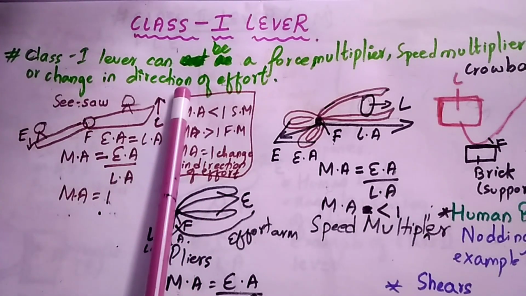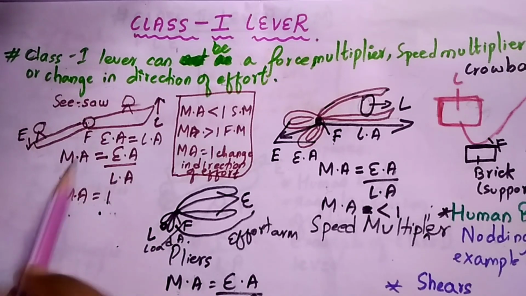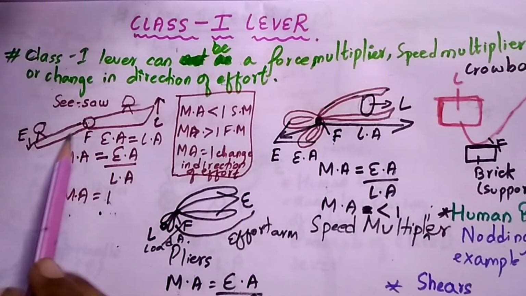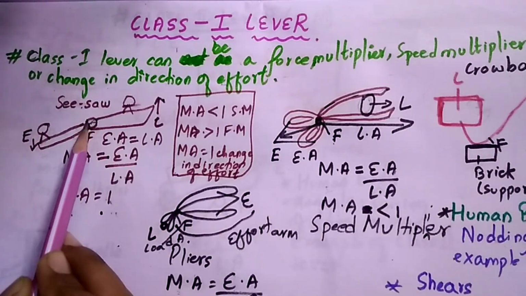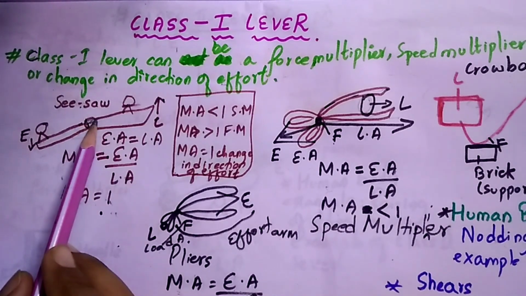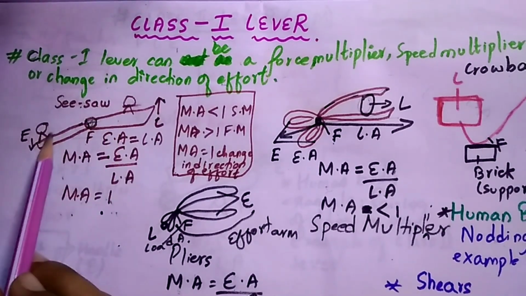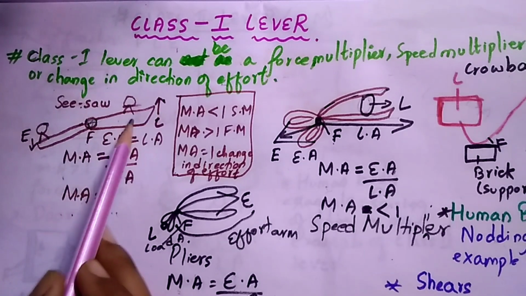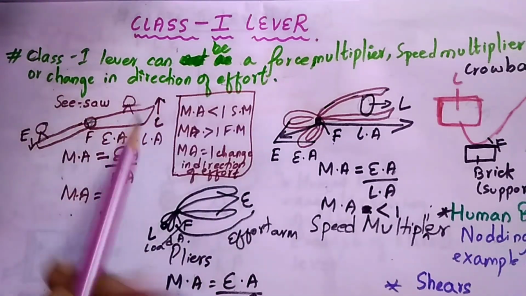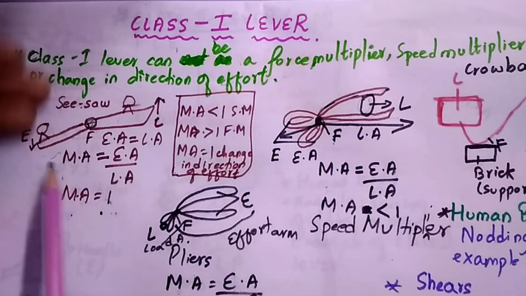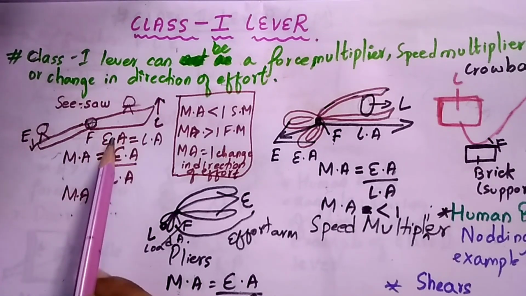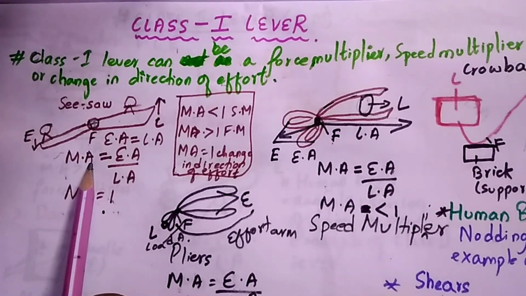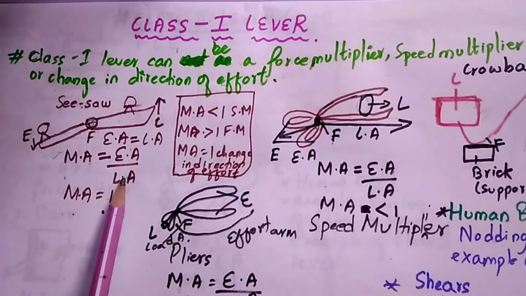Now I am going to give you examples. This is your seesaw. This is the fulcrum. It is the point about which it rotates. This is the load and this is your effort. This is the load because it is lifted upwards, and this is the effort because it is in the downward direction. So here mechanical advantage formula is effort arm upon load arm.